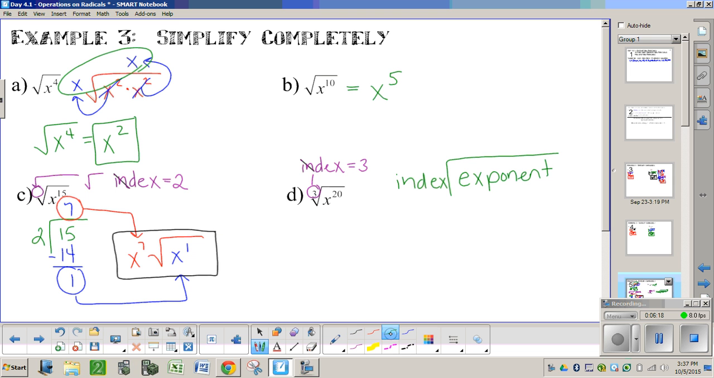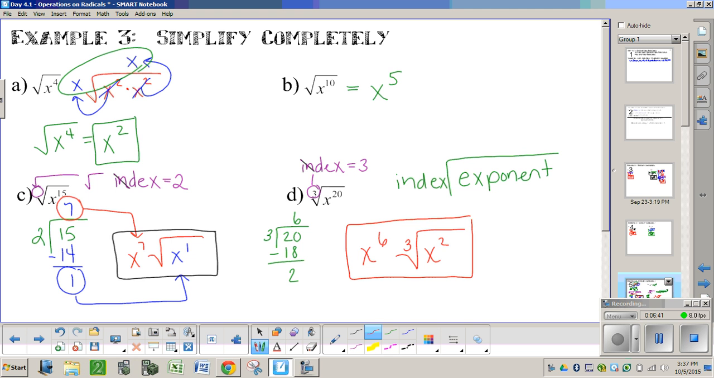All right, let's try D. 3 into 20. So 3 goes into 20 6 times. So that's 18. Subtract, we got 2 left over. So on the outside of the radical is going to go x to the 6th. Now keep in mind, our index was 3, so I have the cubed root of x squared left over.